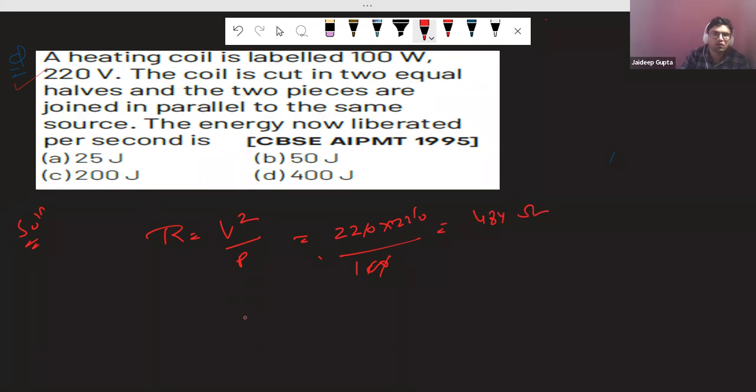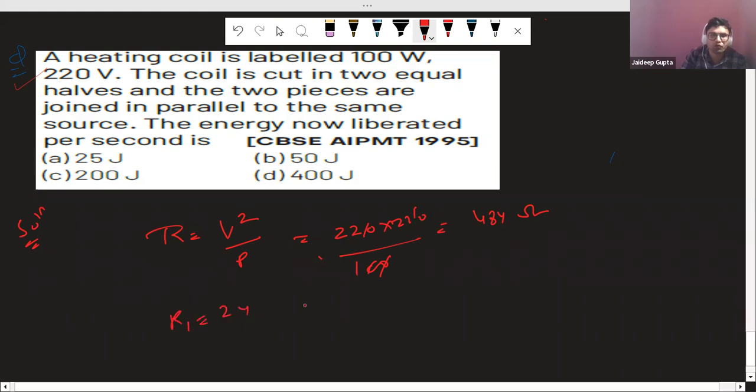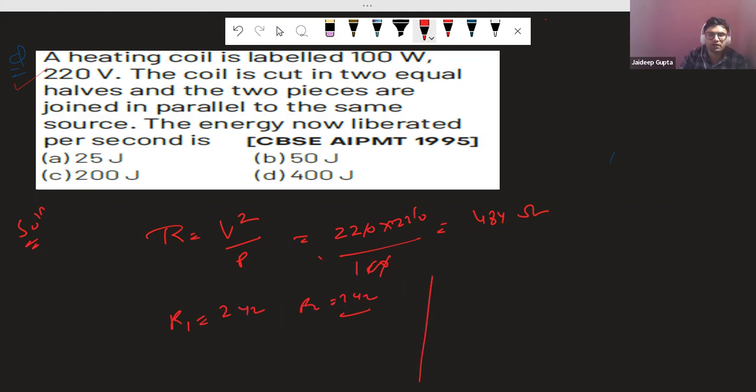Fine. Now, the coil is cut into two equal halves. So let R1 equal 242 and R2 equal 242. Then we have to calculate the energy liberated. First of all, we have to calculate the resistance in parallel. So R equivalent equals 242 into 242 over 2 times 242. 121, I think. Is it correct?